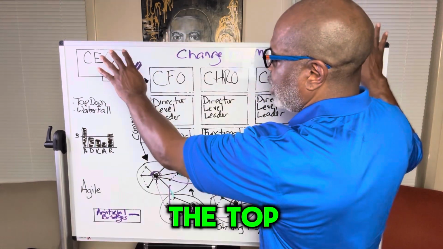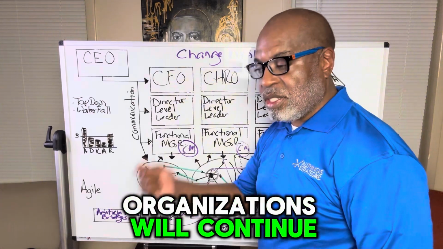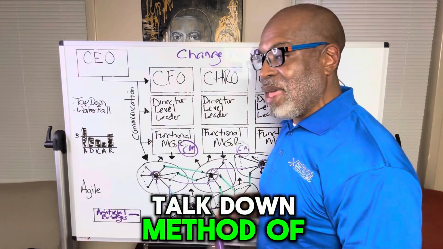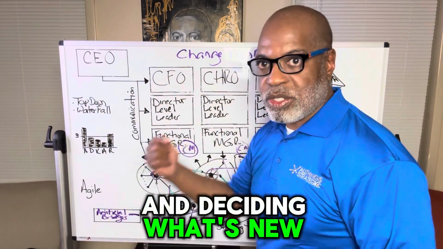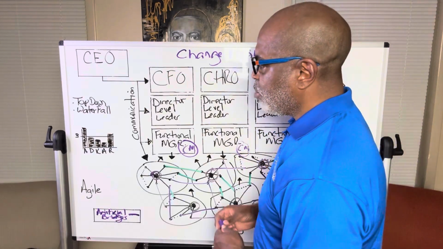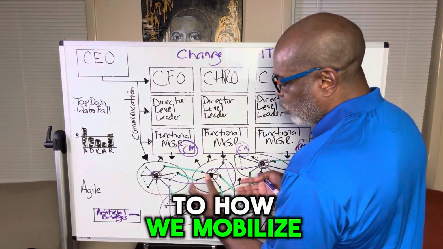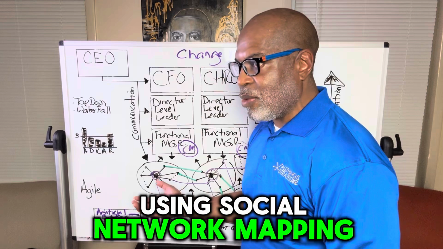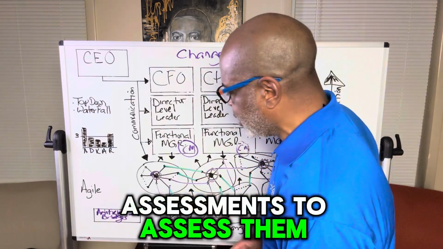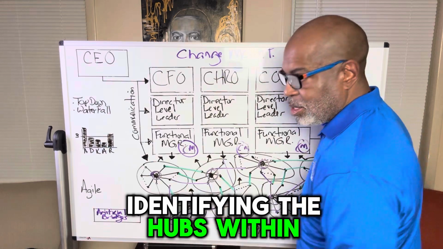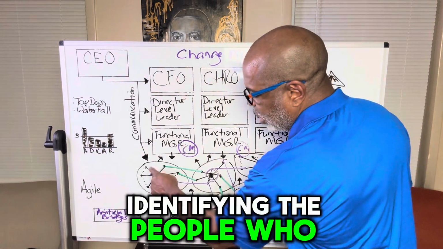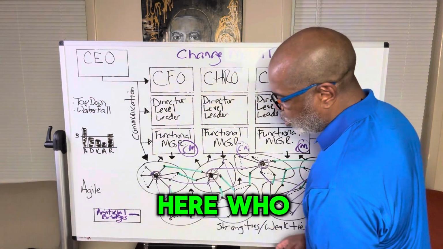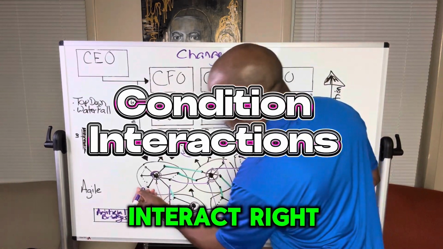So we can start with the top-down solution, because organizations will continue to run that way. Even in a flat organization, it will still have a more hierarchical, top-down method of communicating and deciding what's new and what should be implemented. But when it comes to how we mobilize the people at the bottom, we have to mobilize them in an agile way, using social network mapping tools and assessments to assess them, identifying the hubs within the actual clusters, identifying the people who self-organize around the hubs, and identifying people who conditionally interact, right?